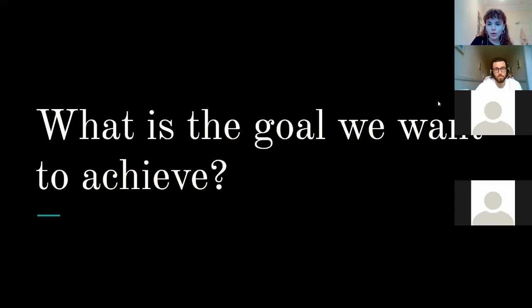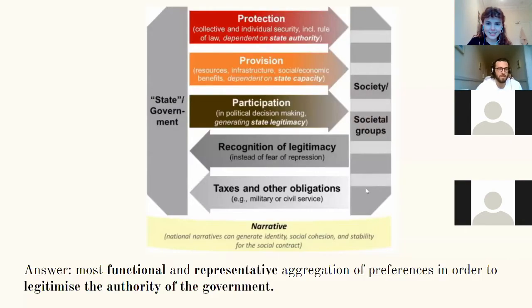So what is the goal we want to achieve with like democratic systems? Does anyone want to chime in and tell me what they think the goal of electoral systems is? Don't be shy. There's only like 6 of us here. So like the best representation of the public or the public's interests in government decisions. Yeah, exactly. So generally speaking, you're trying to get the most functional, let me go back, the most functional and representative aggregation of preferences in order to legitimize the authority of the government.